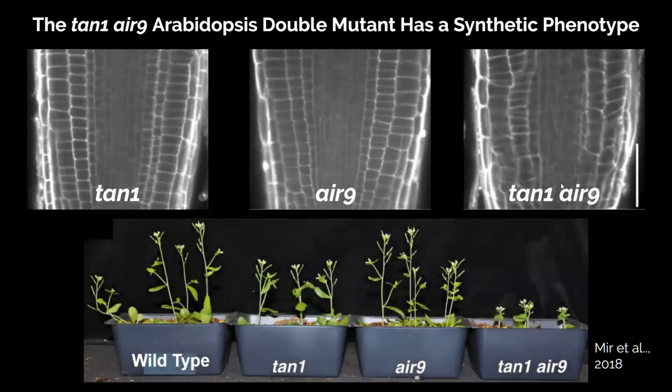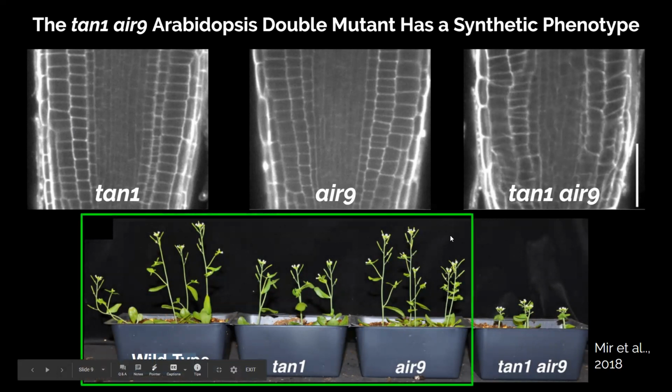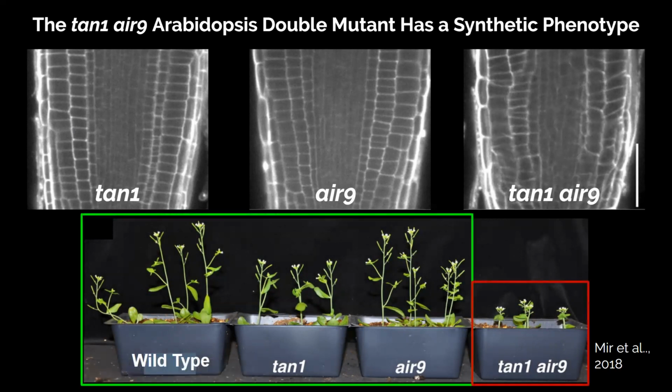When you look at the plants as a whole, here you can see the wild type and single mutants, they all grow just fine, but when you have mutations in both genes, TAN1 and AR9, now you see that stunted growth phenotype.